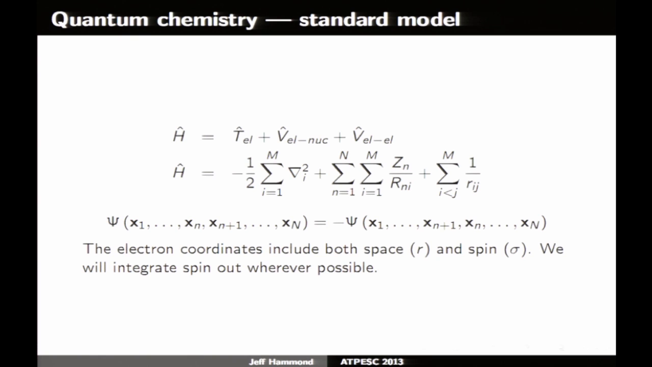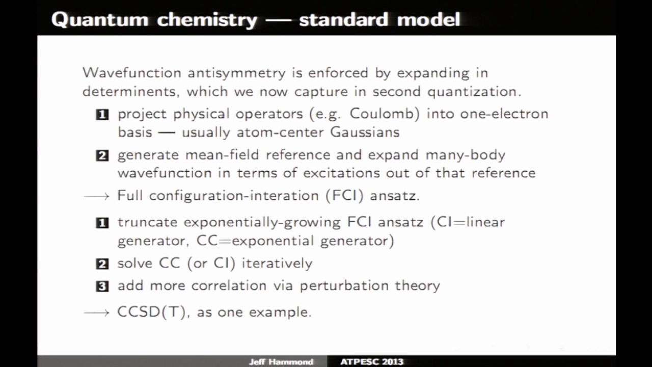one might expect. What we can do is reformulate the problem so that anti-symmetry of the wave function is built in by construction. That comes in something called second quantization, which is an algebraic formulation of anti-symmetry and determinants. And then you take all those operators that came out of all your physics and you project them into some basis set. Chemists use Gaussian orbitals, localized functions.